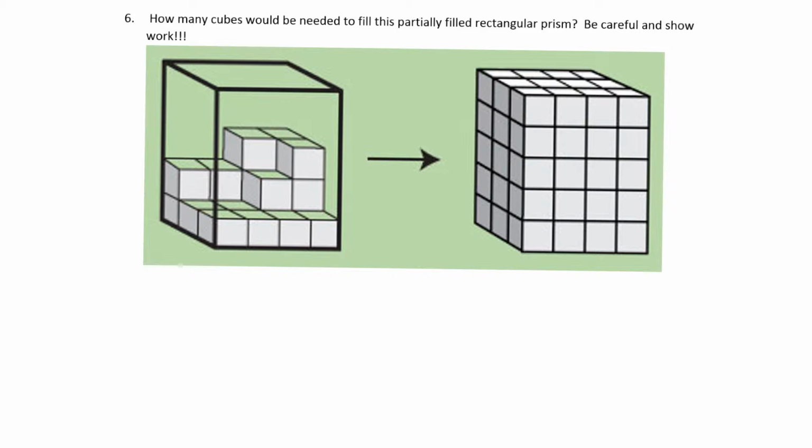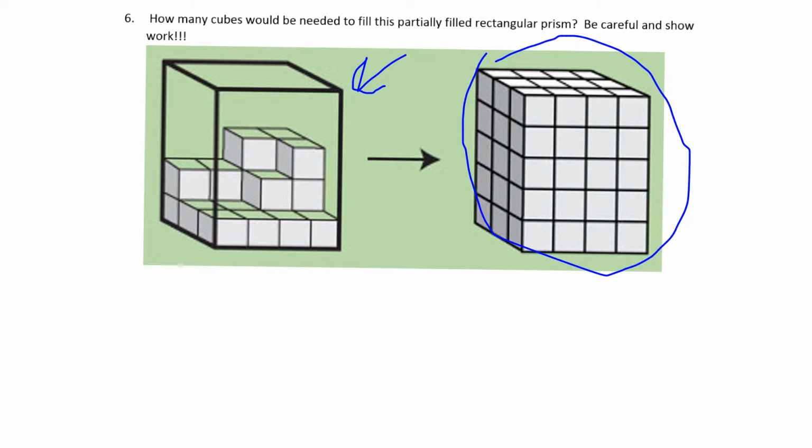And on this question, they have a rectangular prism that's not completely filled yet. And over here, they show you what it looks like when it's completely filled. And over here, they're saying it's partly filled. How many more cubes do we need to fill it?